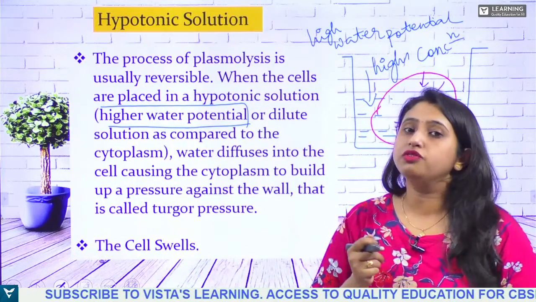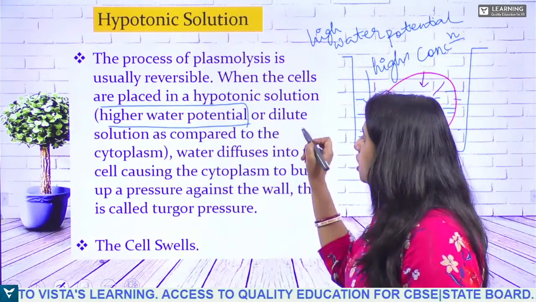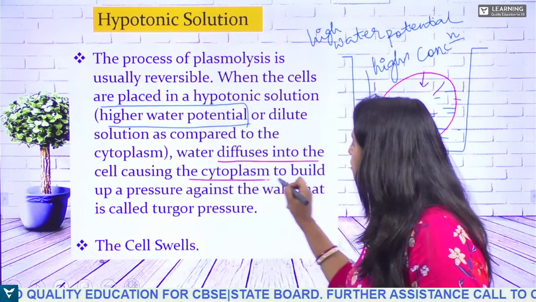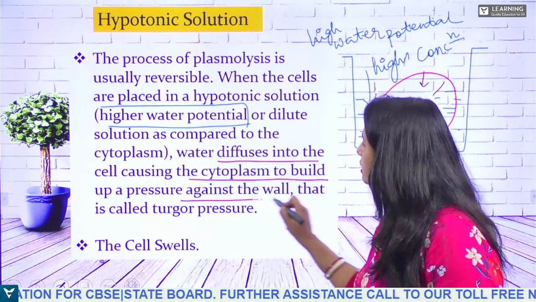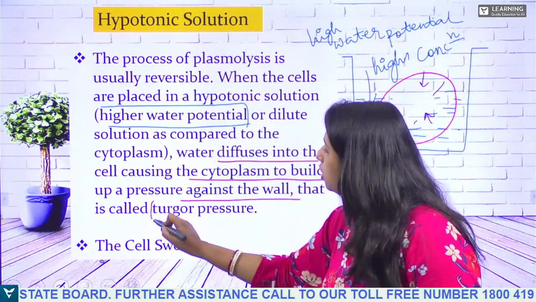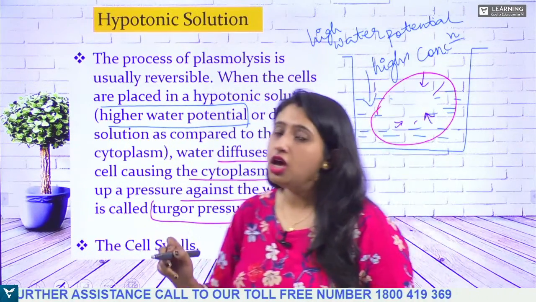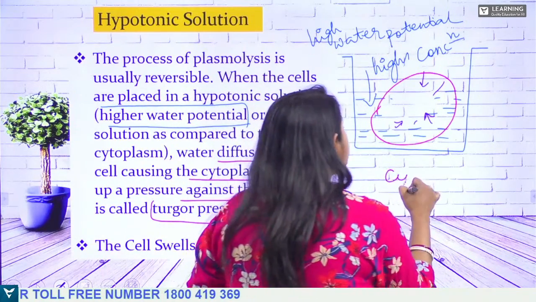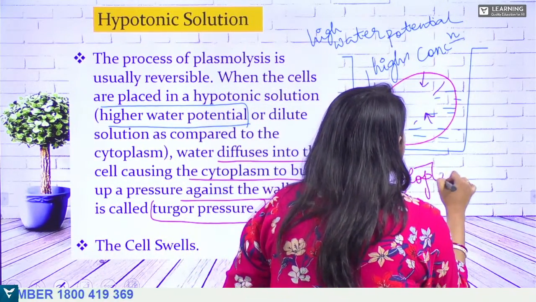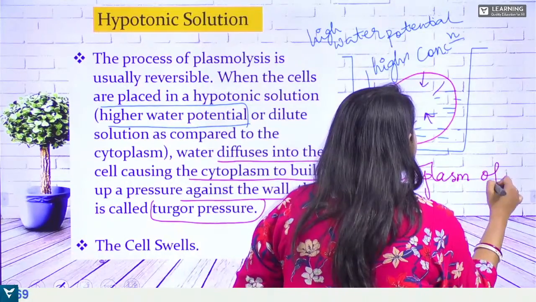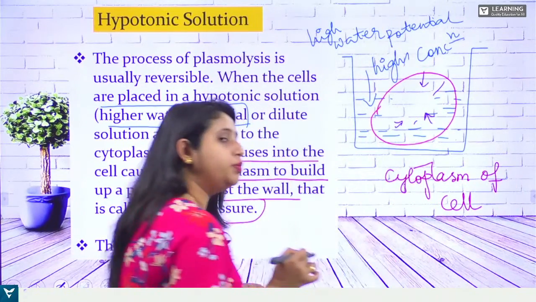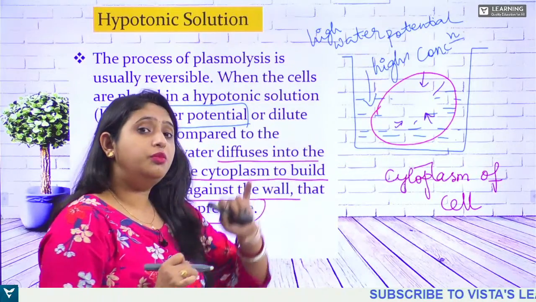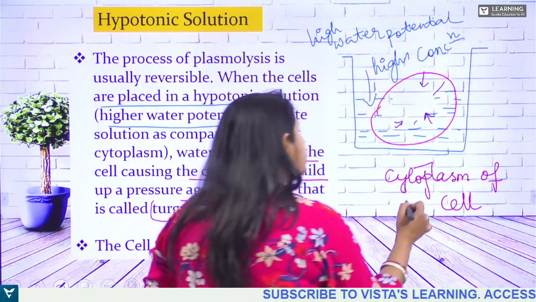The cytoplasm of the cell will receive more water. So water diffuses into the cell, causing the cytoplasm to build up pressure against the wall, which is called turgor pressure. The water gets built up in the cytoplasm of the cell. You know which one is the cytoplasm, right, where the cell organelles are present. So water gets built up in the cytoplasm of the cell, and because of which what?